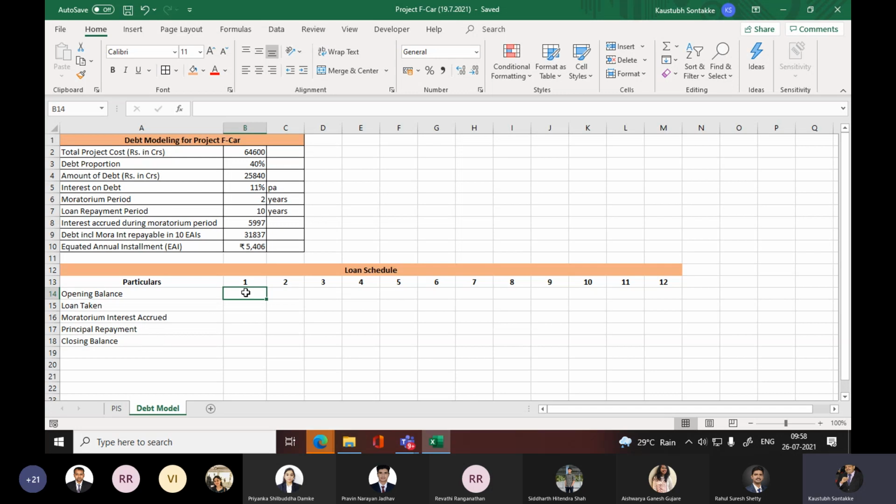Then in year 1 there is no opening balance because we have taken loan in year 1. So we will take the amount of loan taken. So in year 1, go to loan taken and just put is equal to. Again take it from the above, which is my B4, 25,840.